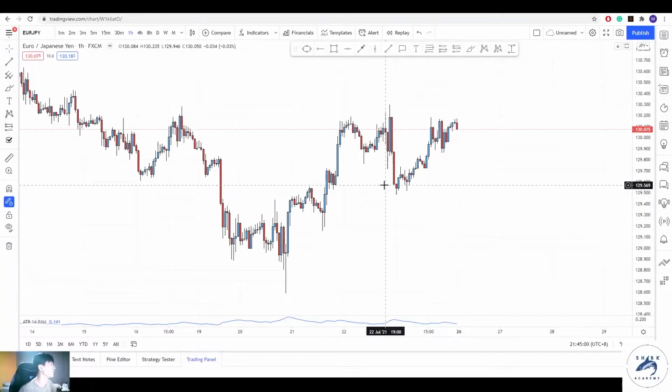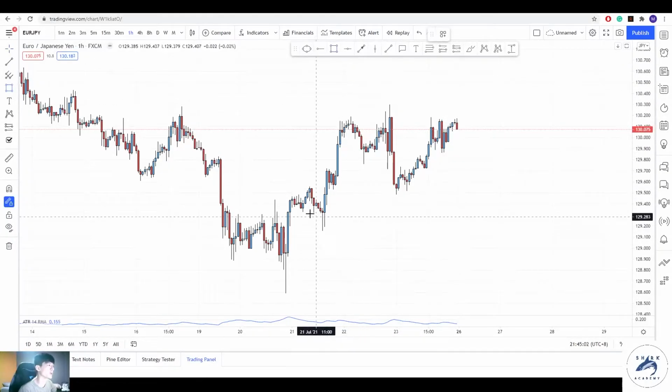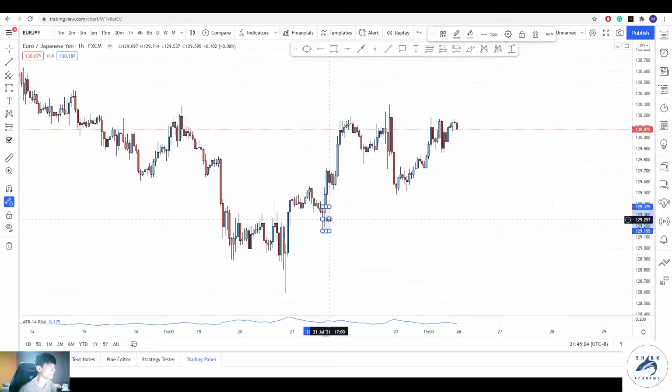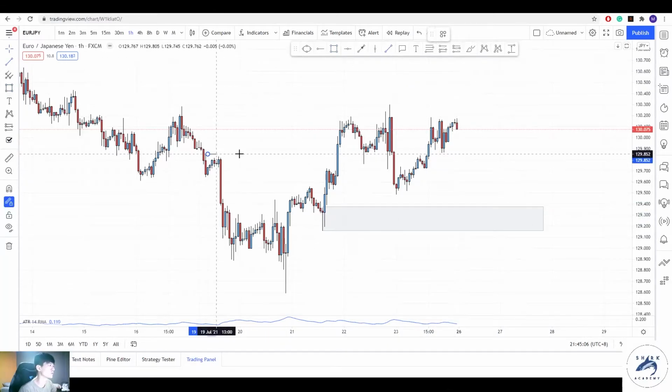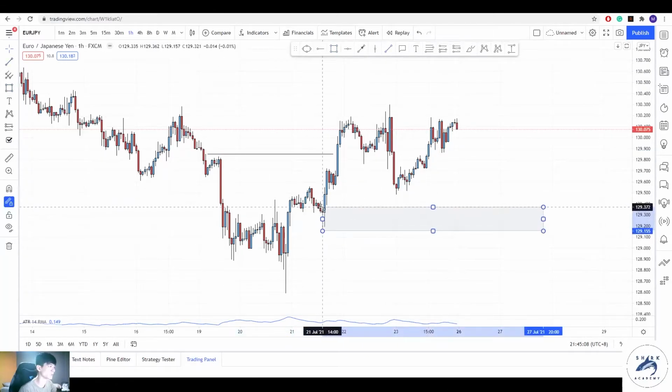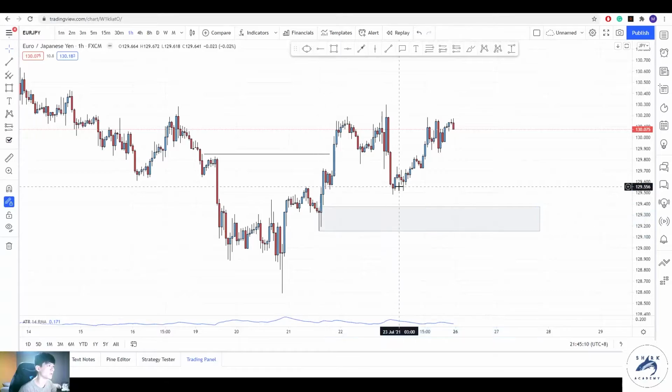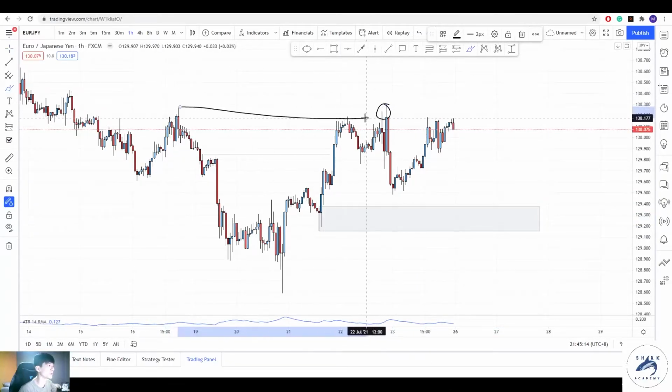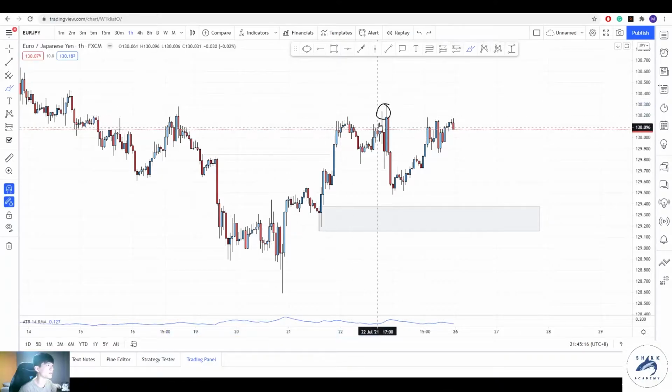Next up, we have the Euro Yen, and this is pretty straightforward. We have a demand zone over here, right? So price broke out of structure, leaving behind this demand zone, and we are expecting price to trade into this level. So you can see this move over here that liquidates trend lines, highs, and highs, right?